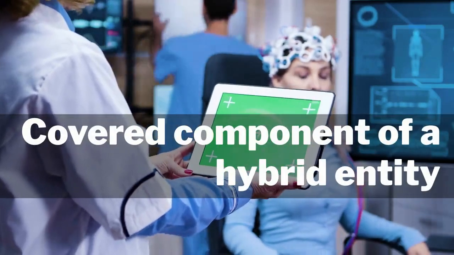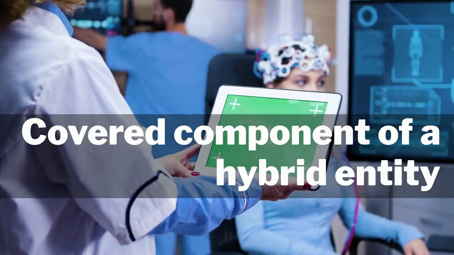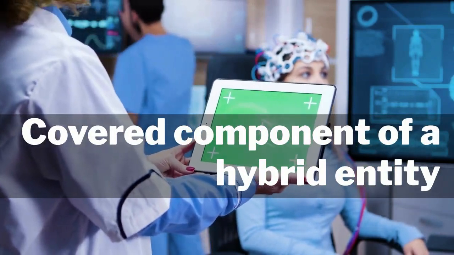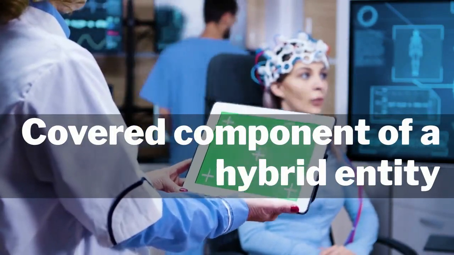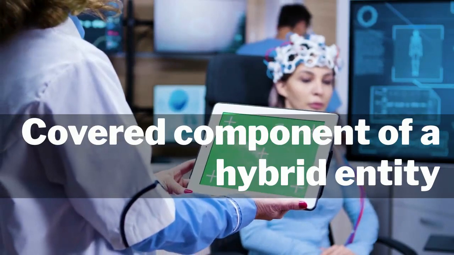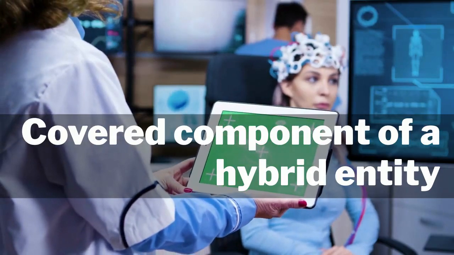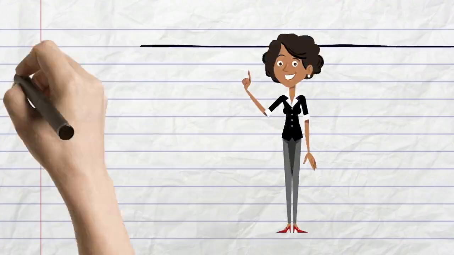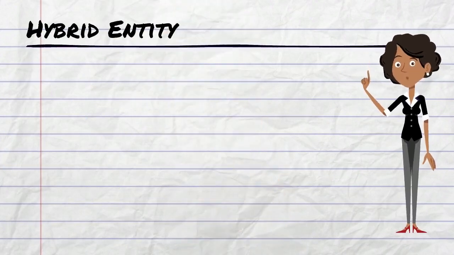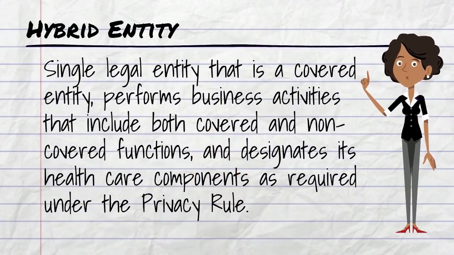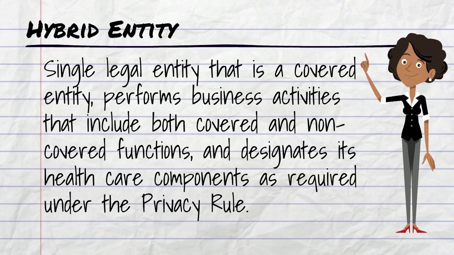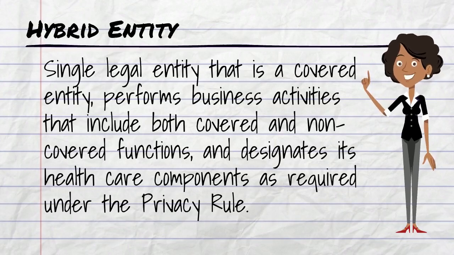Researchers are also considered covered entities if they work in a covered component of an organization that is not by itself a HIPAA-covered entity. The privacy rule refers to these as hybrid entities. The privacy rule defines a hybrid entity as a single legal entity that is also a covered entity. It performs business activities that include both covered and non-covered functions, and designates its healthcare components as required under the privacy rule.